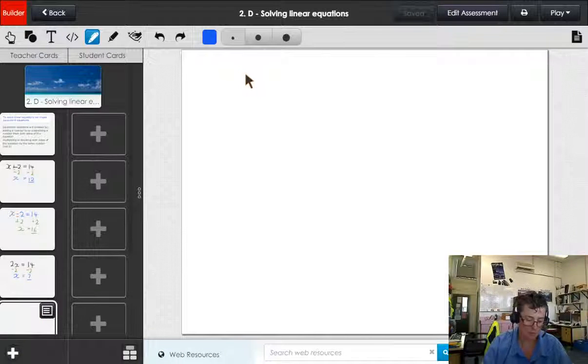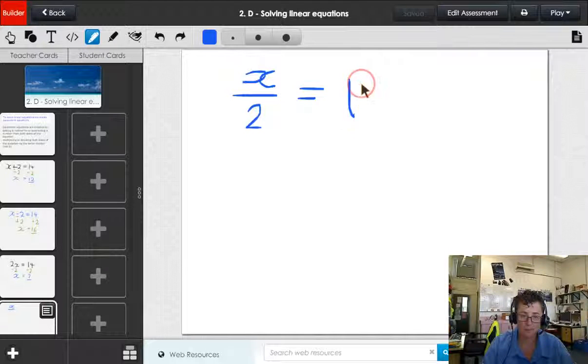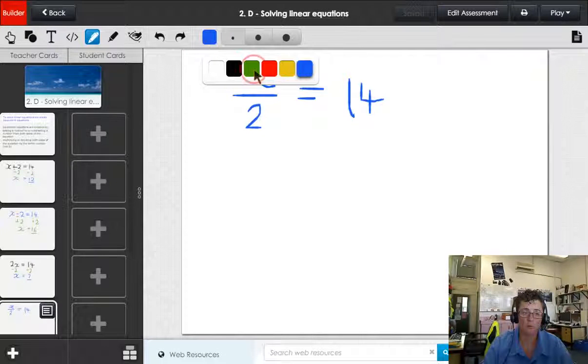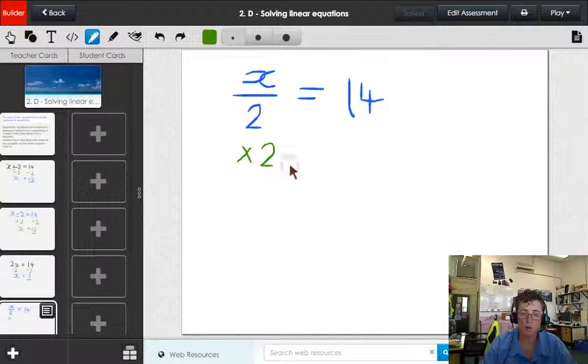And for division, x divided by 2 equals 14. We know that this sign here means that the top number is divided by the bottom number, so what we're looking for is what number divided by 2 gives us 14. So we're looking at doing the opposite, so it's multiply. This only works when the 2 is on the bottom, so we multiply both sides by 2.